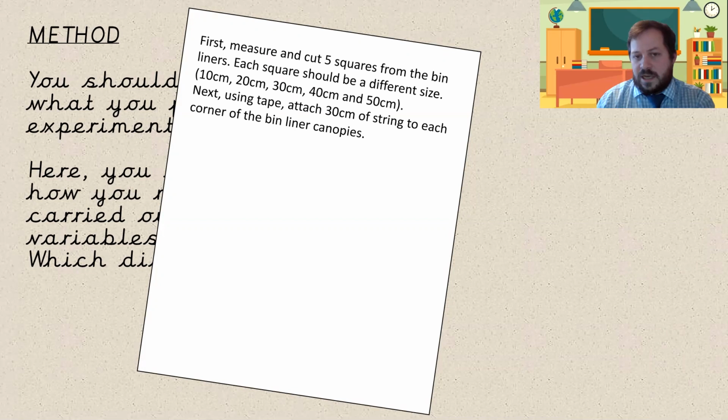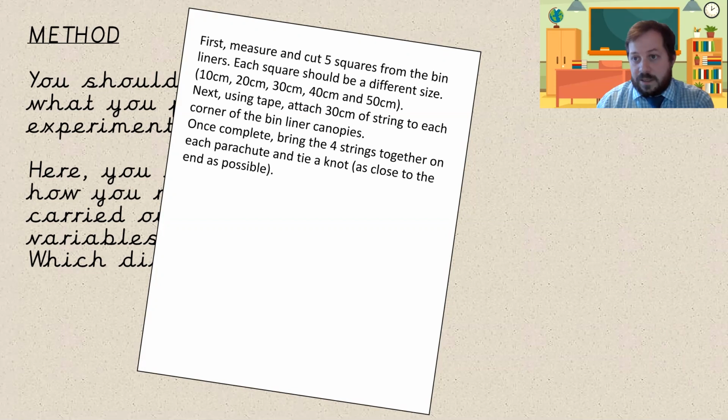Next, using tape, attach 30 centimeters of string to each corner of the bin liner. Note we're using adverbials to tell order here, first and next. Once complete, again, bring the 4 strings together on each parachute and tie a knot as close to the end as possible. And this should remind you of writing instructions. It is very much give enough detail that the person can follow exactly what they need to do.